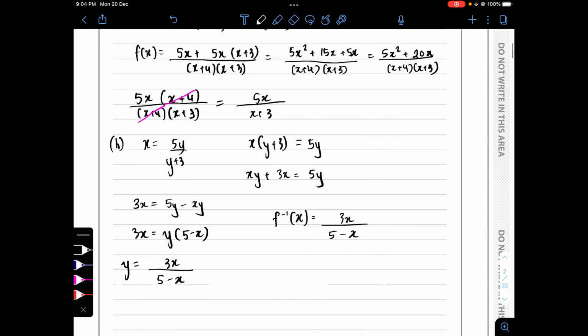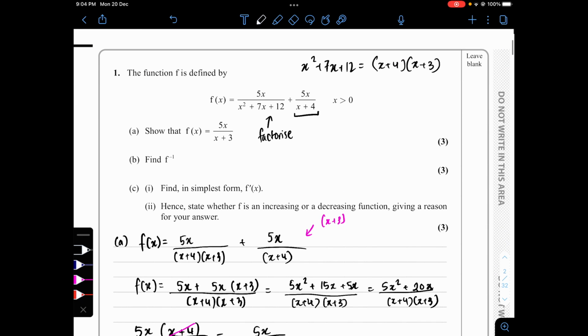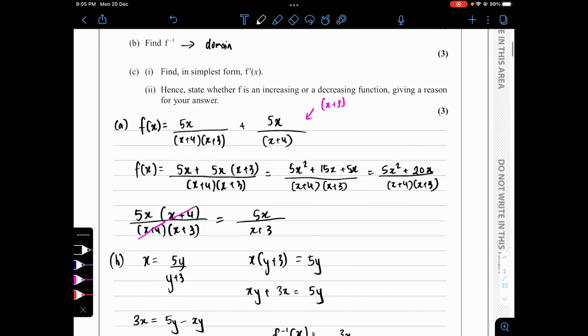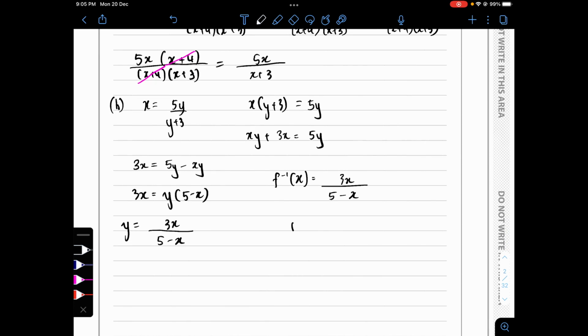Now are we done here? We're not, because we also need to state its domain, because you can see over here that they have stated its domain in the beginning of the function. We should always state the domain when we have f inverse. So the domain will be what? We know that x has to be greater than 0, so that's for sure, right? And the denominator cannot be 0. The denominator is 0 when x is 5, so x has to be less than 5.